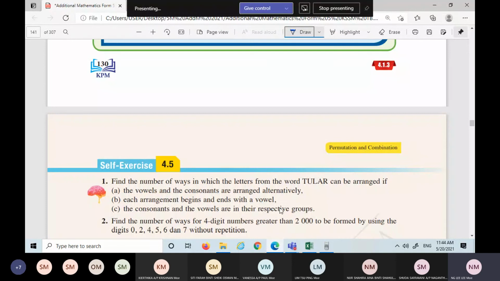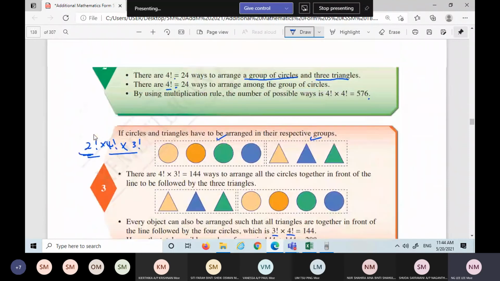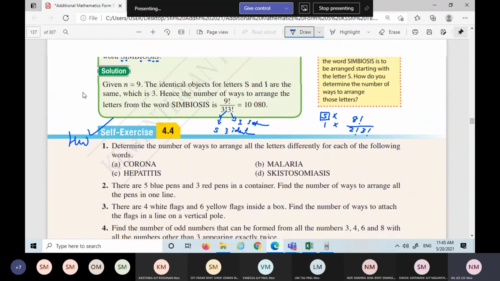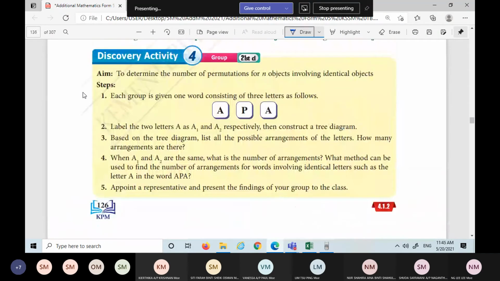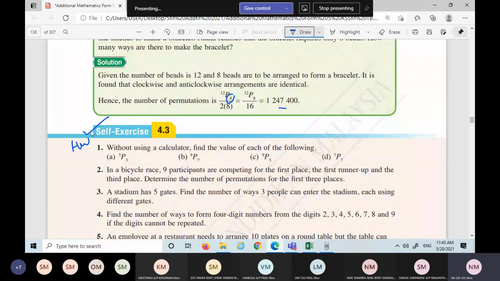Any question for me? Your homework is exercise 4.4, for 3 exercises. The formative one, don't do yet. 4.3, correct.